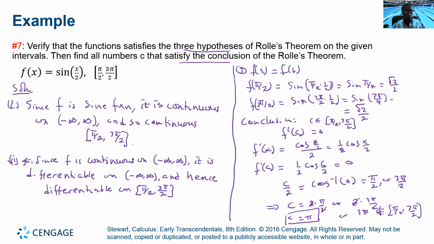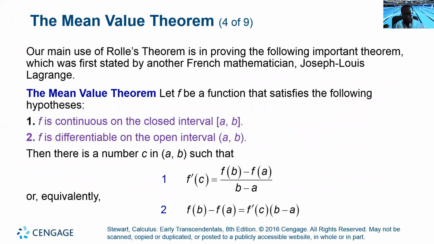All right. Now let's go to the main theorem, the mean value theorem. Our main use of this theorem is proving the following important theorem, which was first stated by another French mathematician, Joseph Louis Lagrange. Those who are doing engineering, you're going to see Lagrange a lot in physics and then in engineering. So you look out for this guy. He's done a lot of things. Now, here is the mean value theorem.